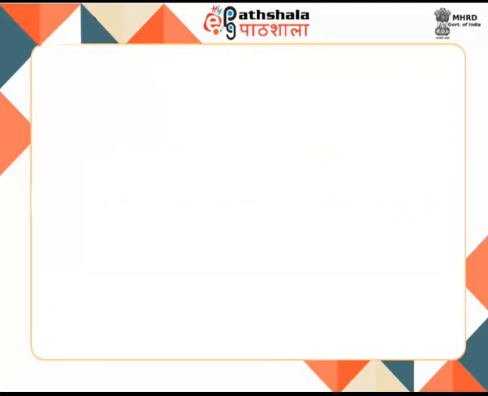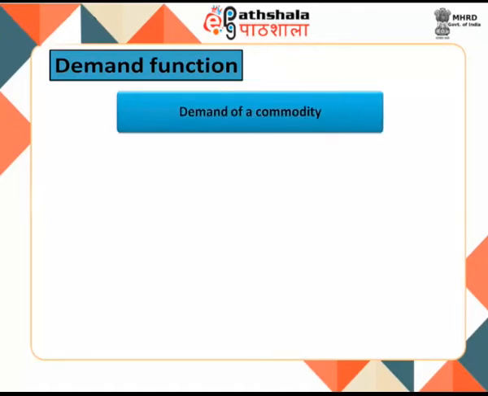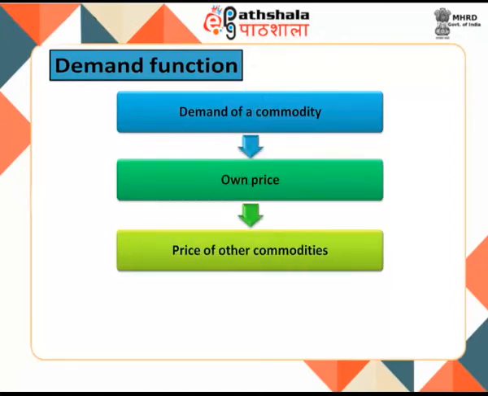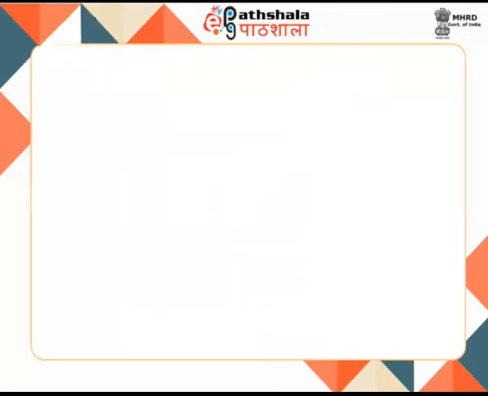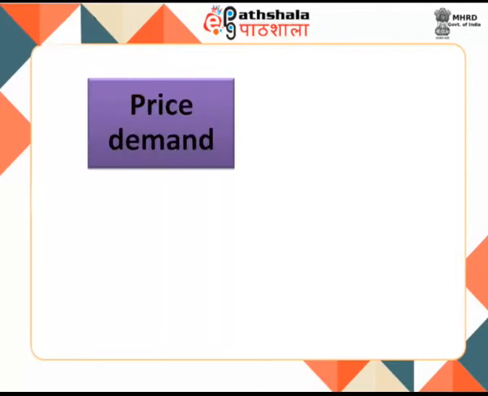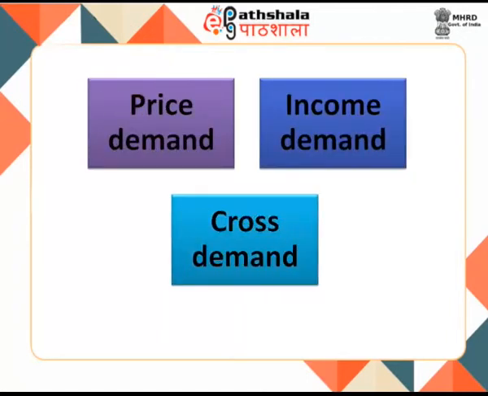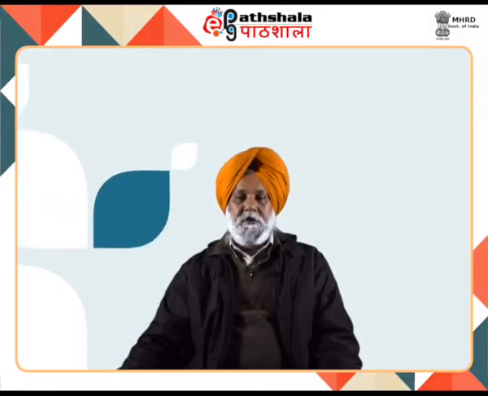Now we understand the demand function. The demand of a commodity in a given time period depends upon its own price, price of other commodities, income of the consumer, etc. We define three types of relationships as follows: 1. Price demand, 2. Income demand, 3. Cross demand.